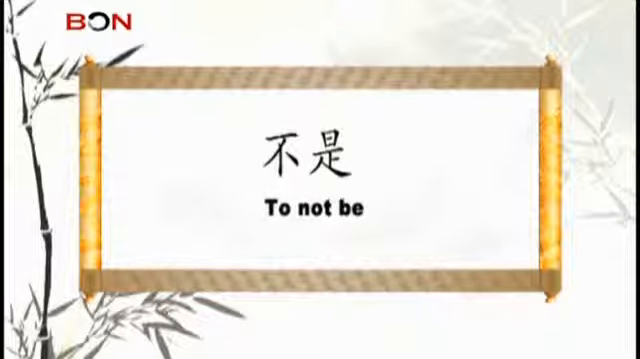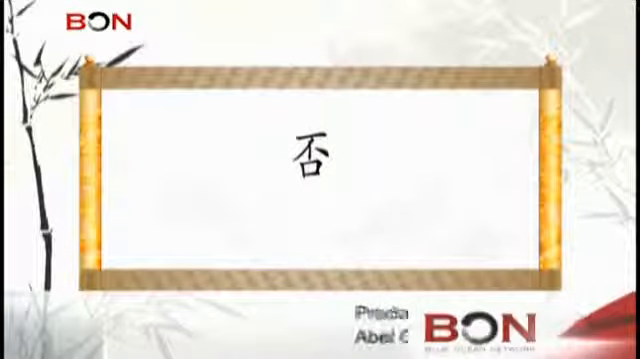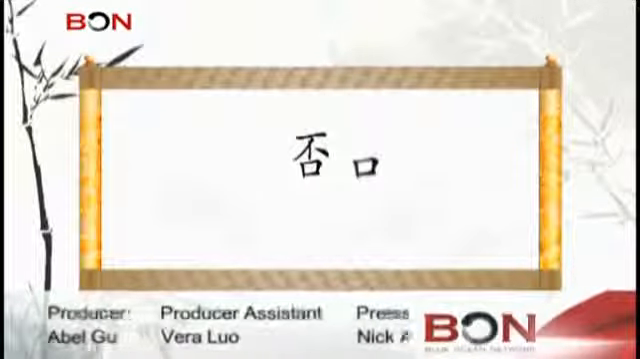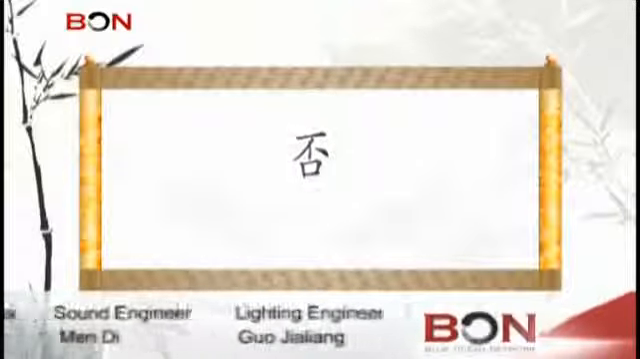But bu is not the only negative prefix in Chinese. There are many more. Let me show you a few of them. There's this one here, fou. As you can see, on top is a bu, and on the bottom is a kou, which means mouth. This represents using one's mouth to say no thank you or what have you.